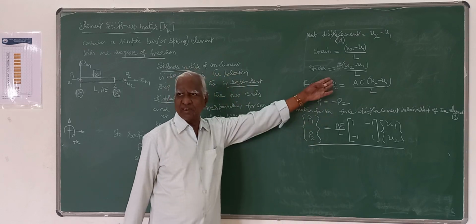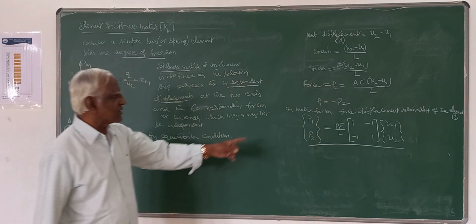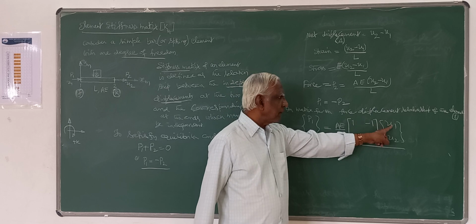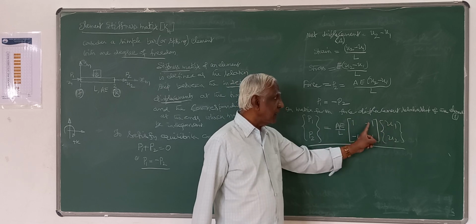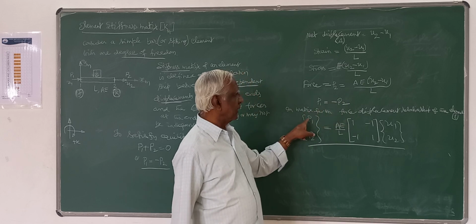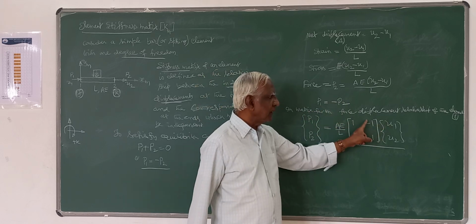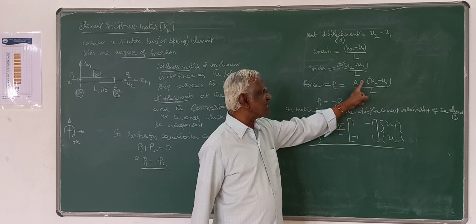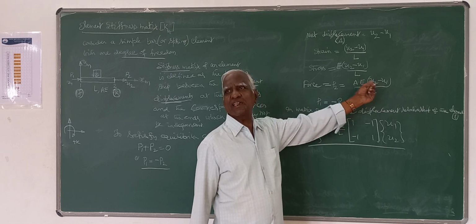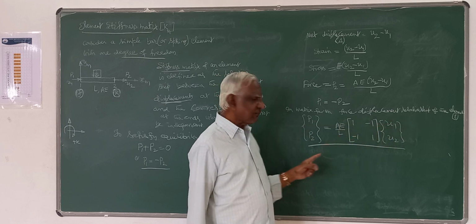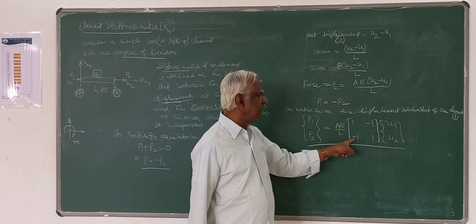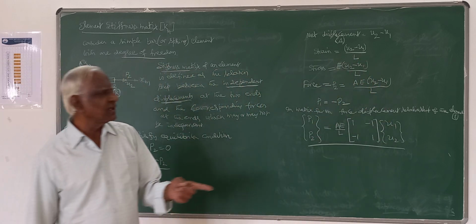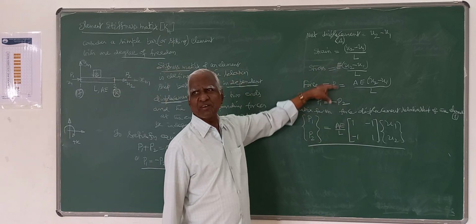I write that equation in matrix form because now you can see P1 is nothing but AE by L times U1 minus U2. Here I told you P1 equals minus P2. That means P1 is minus AE by L times U2 minus U1, or it is U1 minus U2. Likewise, P2 equals AE by L times minus U1 plus U2. That's what exactly you got here. So this is the matrix form of whatever I did here.